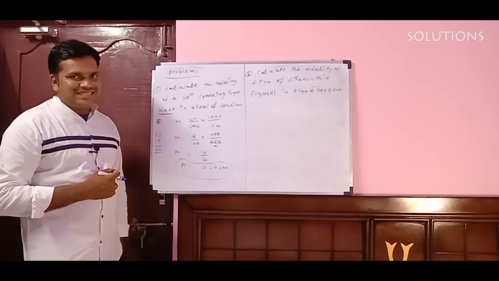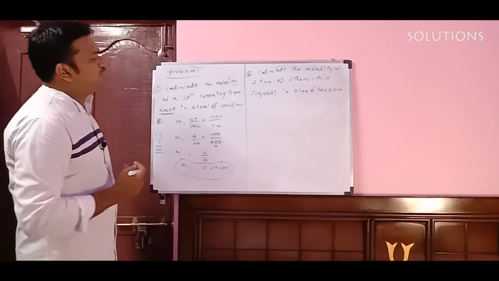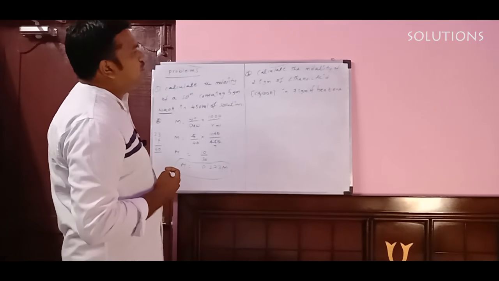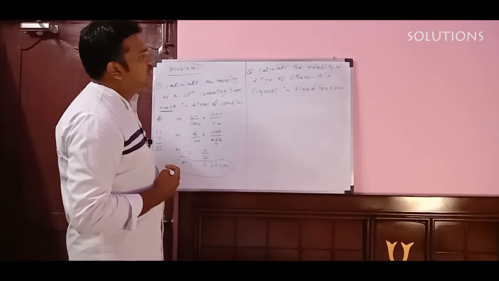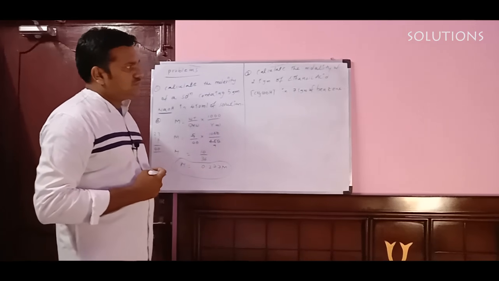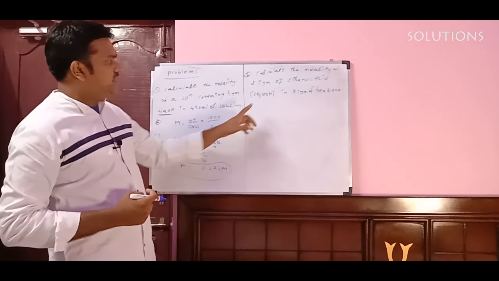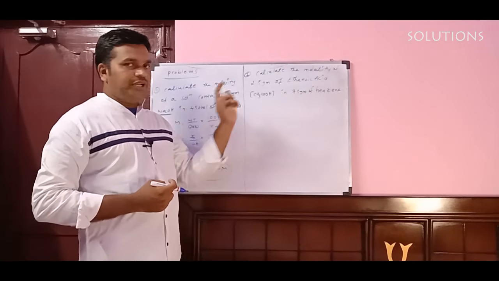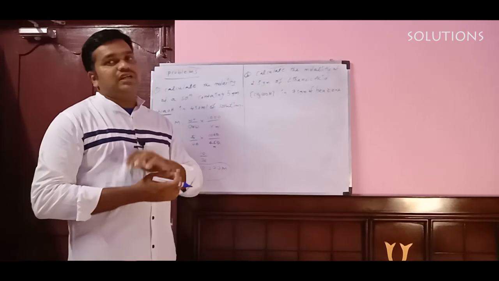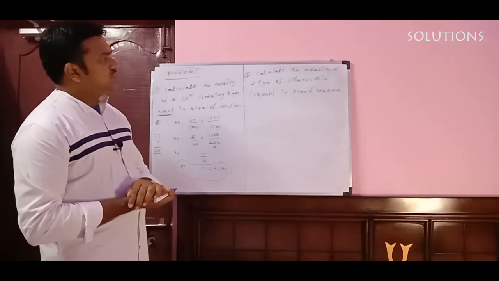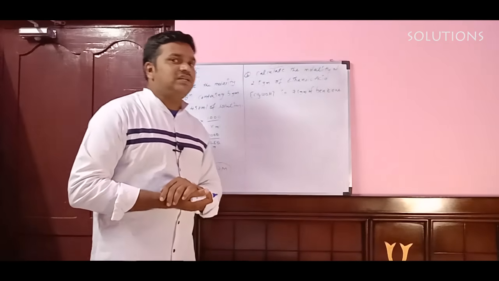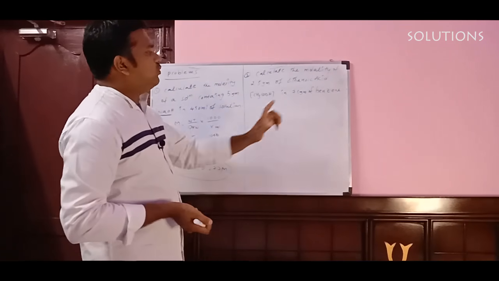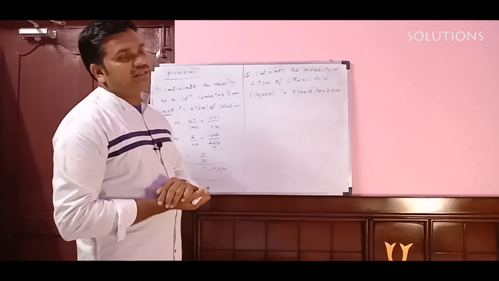Come to the second question. Calculate the molality of 2.5 grams of ethanoic acid, CH3COOH, in 75 grams of benzene. What is the solute here? The solute is 2.5 grams of ethanoic acid. And the solvent is benzene.